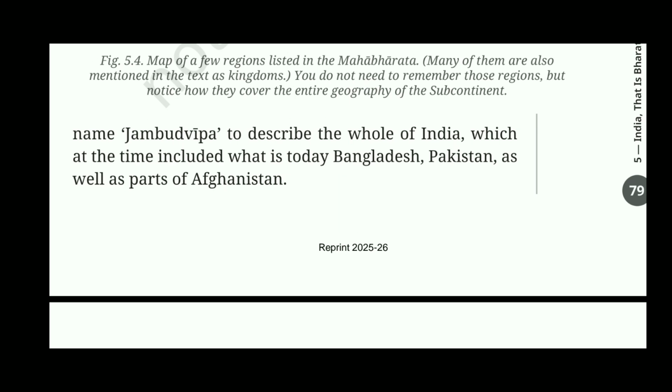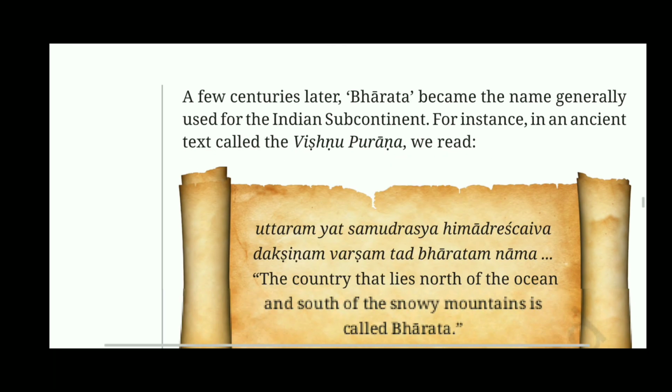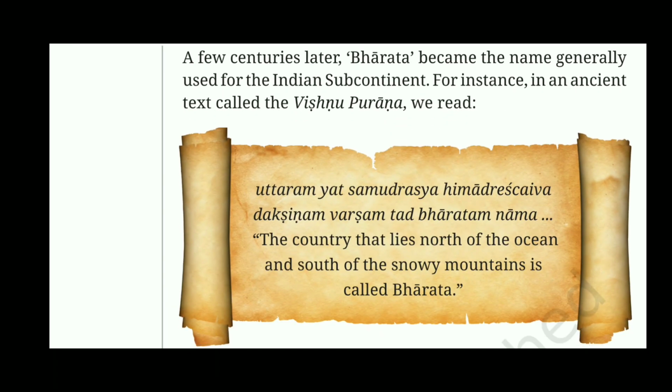Many of them are also mentioned in the text as kingdoms. You do not need to remember those regions, but notice how they cover the entire geography of the subcontinent. Ashoka used the name Jambudvipa to describe the whole of India, which at the time included what is today Bangladesh, Pakistan, as well as parts of Afghanistan. A few centuries later, Bharata became the name generally used for the Indian subcontinent.